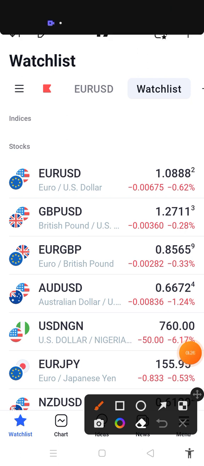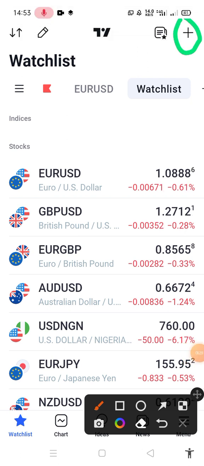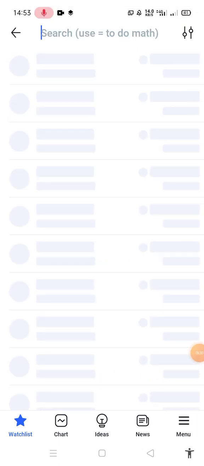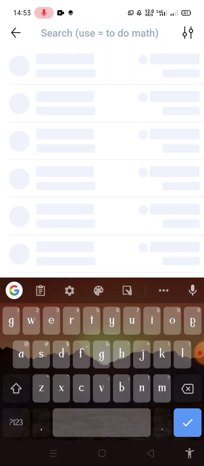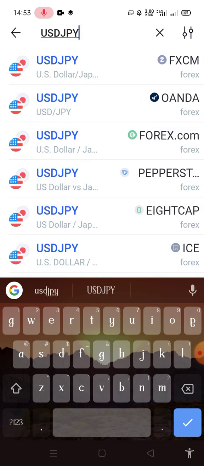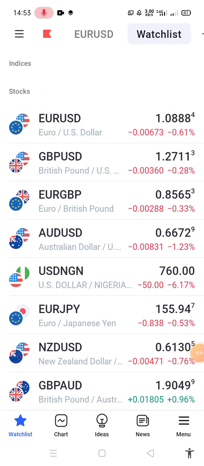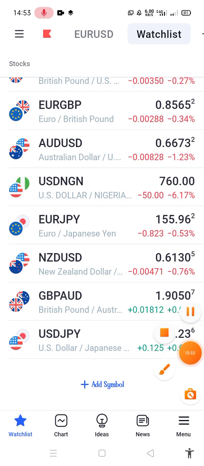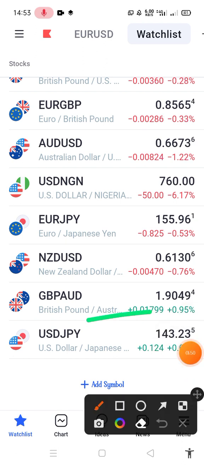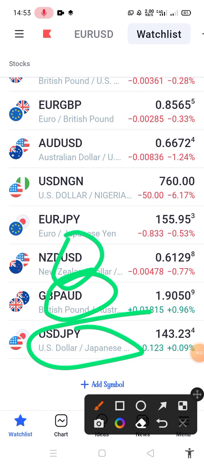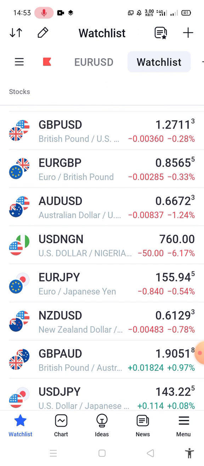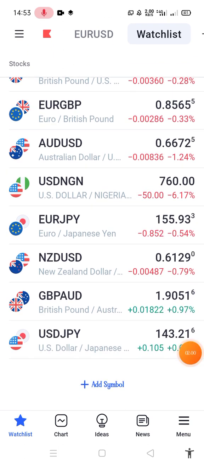You click on to add all these pairs here. You click on this plus sign at the top, then you write down the pair you want to add. So let's say I want to add USD JPY, then you can choose. I prefer this. So choose that, and boom, it's there already. So this is how you add the pairs you want to analyze. That was how I added the rest here. All right, so we'll be analyzing this.